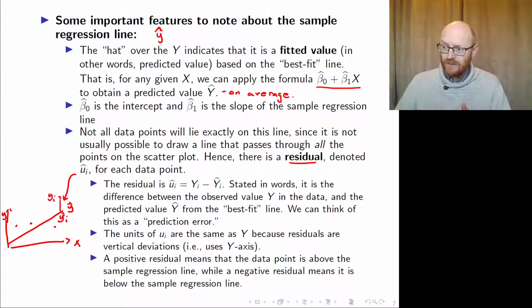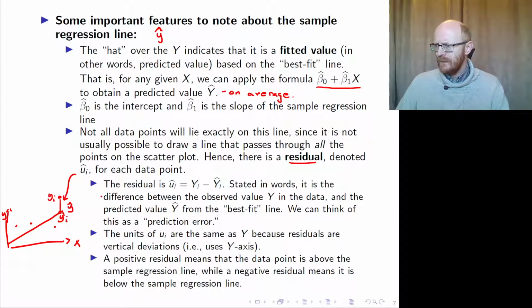And so you see that since it's a difference between two y values, these residuals have the same denomination or units as the y variable. So in our example, our salary is measured in euros, then you have the actual data point's value in euros, you have the fitted value in euros, and the difference between them is measured in euros.